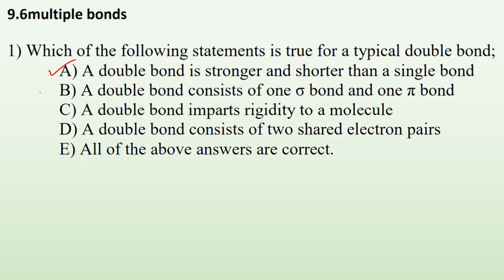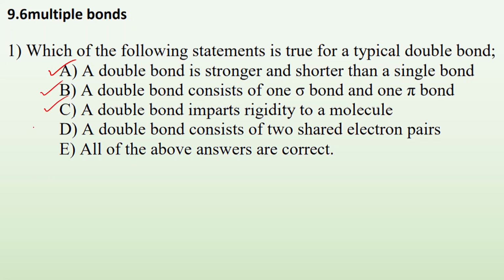A double bond consists of one sigma bond and one pi bond. That is also a true statement. A double bond imparts rigidity to a molecule. That is also a true statement, right? The pi bond makes it unable to spin around that internuclear axis.